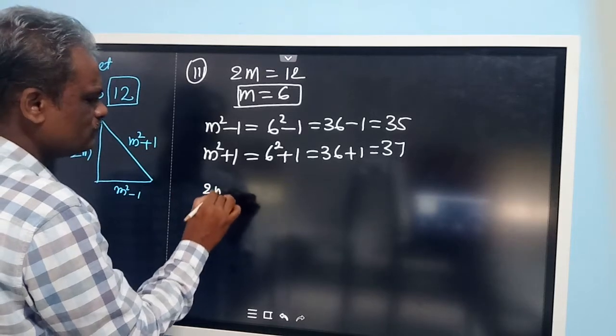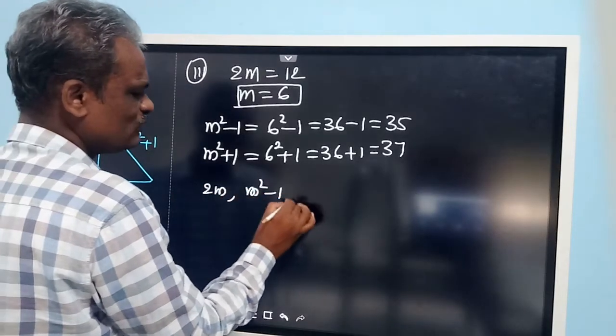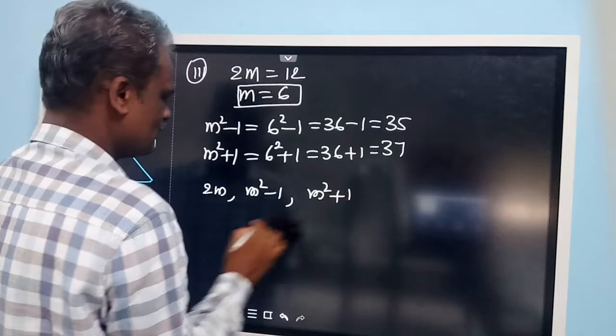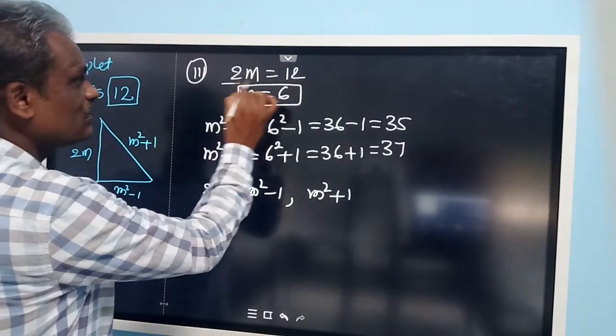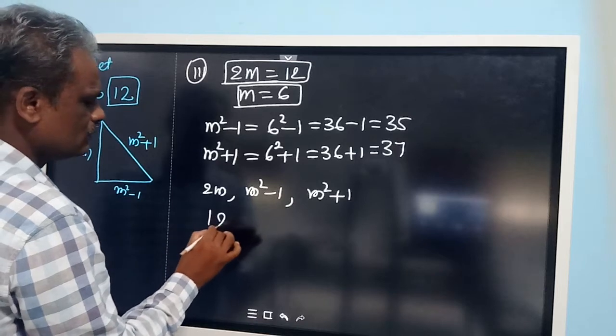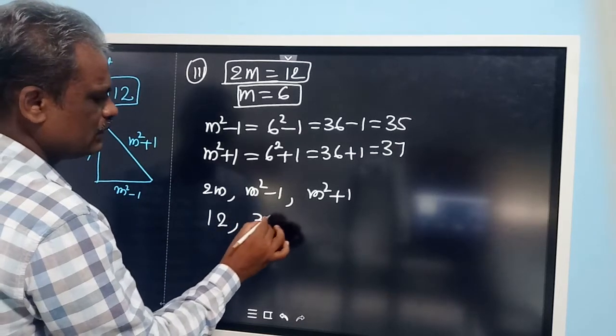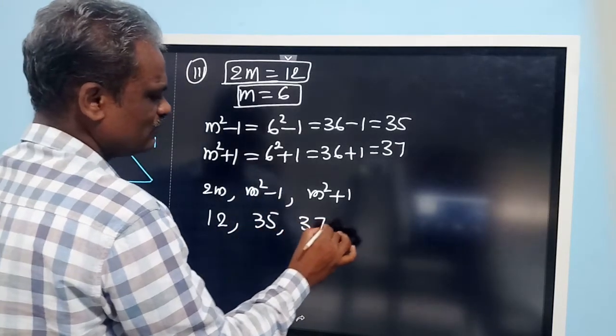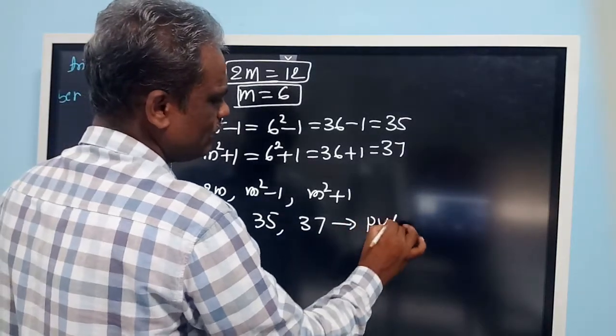So 2m, m square minus 1, m square plus 1. 2m means it is 12, not 6, don't take that. Not 6, 12. 12, 35 and 37. This is the Pythagorean triplet.